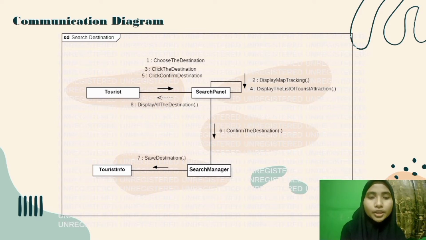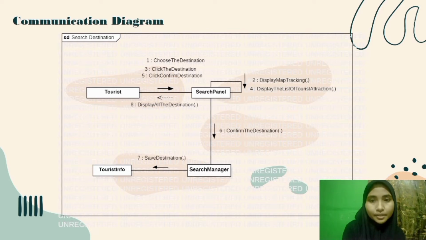As we know, the objects of this diagram are tourist, search panel, search manager and tourist info that participate in a sequence by sending and or receiving messages. We can lay out the collaboration diagram by placing objects and actors based on the association. We add messages to the association between the objects that are directly shown using an arrowhead to convey information from one object to another. Sequence is shown by a sequence number. That's all from me. Thank you.